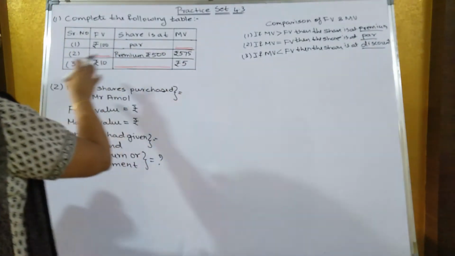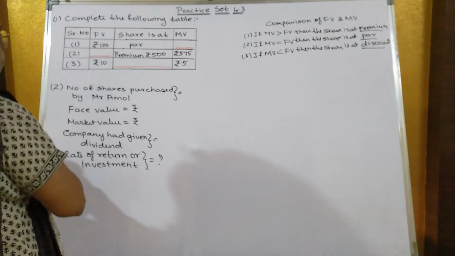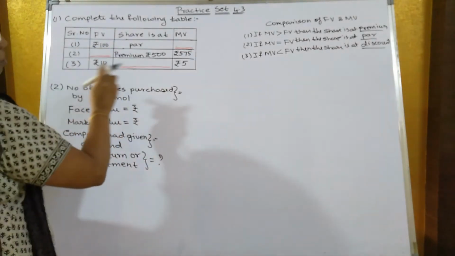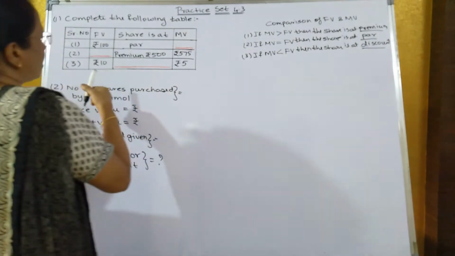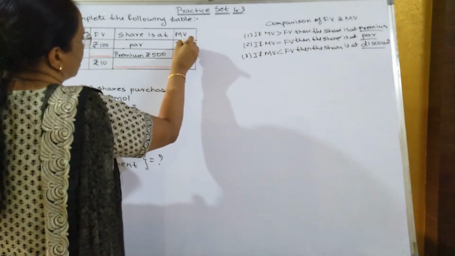So based on this, here is the first sum. Here it is given rupees 500 is the face value. The share is at par. Par means equal. Market value and face value must be equal. So if face value is ₹100, then market value will also be ₹100.